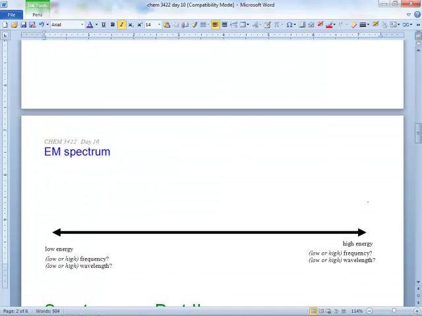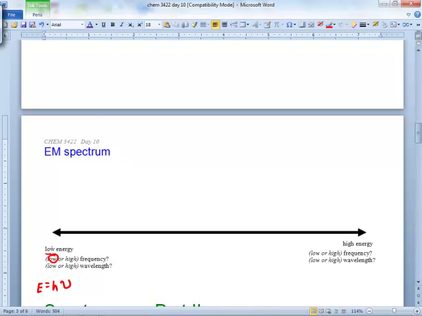Electromagnetic spectrum. Let's start with this energy idea. Ricky, let's start with low energy, this side. Does that refer to low or high frequency if you have low energy? I'm going to say high frequency. I'll give you a hint. E equals h nu. That's the energy of a photon, Planck's constant times the frequency. Oh, okay. Well, then it's going to be low energy, low frequency. Exactly. Low energy, low frequency.